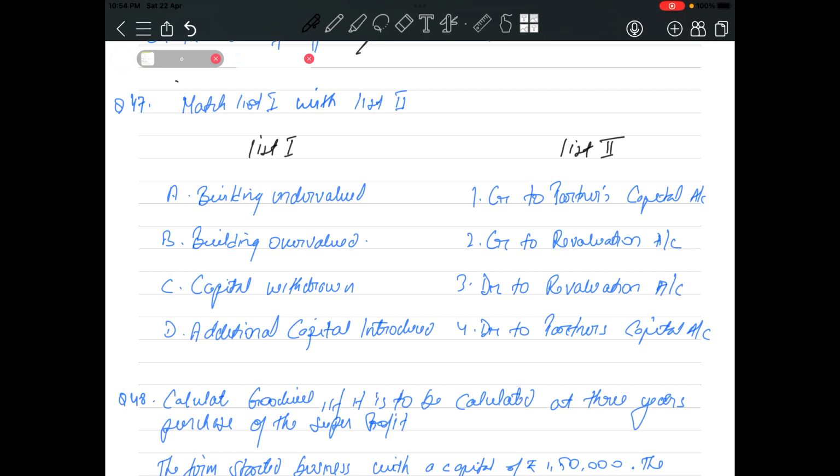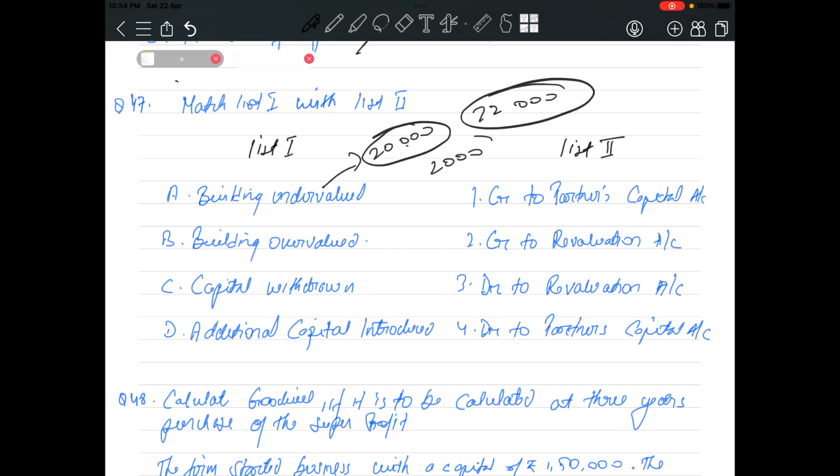Now, building undervalued, right? Say for example the value of the building is 20,000 in your books. It is undervalued, it should be 22,000. The actual amount should be 22,000, but it has been undervalued. So what will happen with this? There will be a gain or loss for us. The building was undervalued by say 2,000. Now we will make the adjustment of 2,000 rupees, so it will be a gain for us. The balance will come to the actual value.